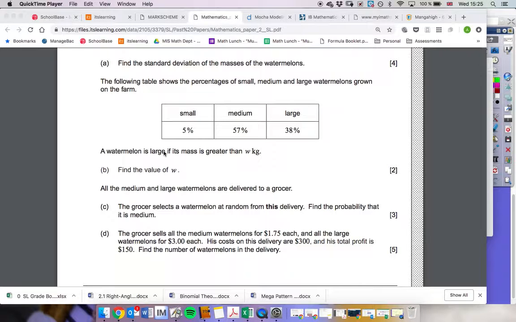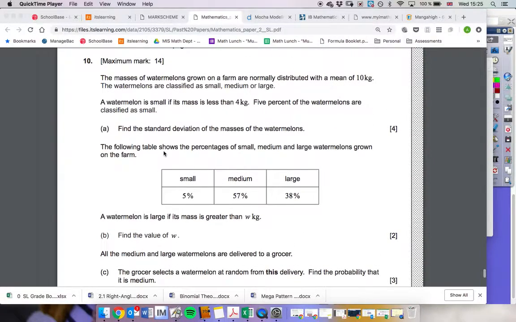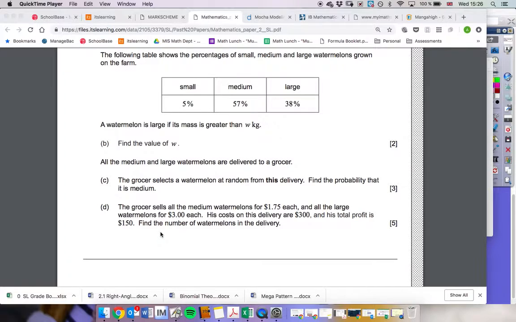Hello grade 12s, we're going to look at the second half of question 10 from November 15 paper 2. So it starts out as a relatively standard normal distribution question in parts A and B. Part A was a little bit trickier because you had to standardize. Part B should have been fairly straightforward. So as we move on to part C, let's just recap.